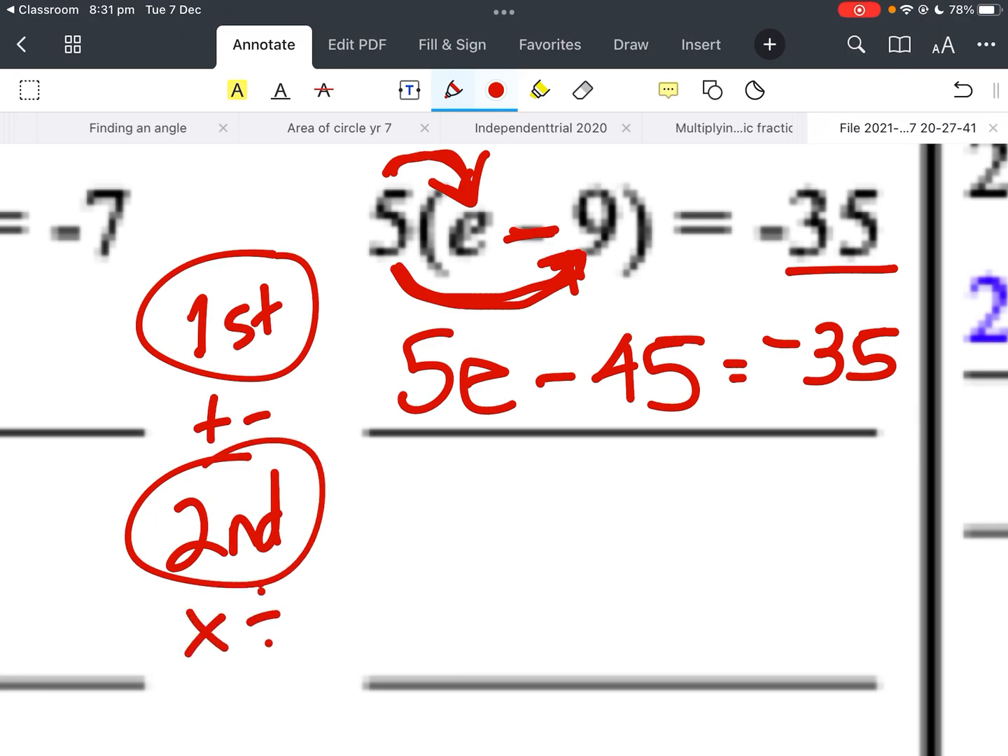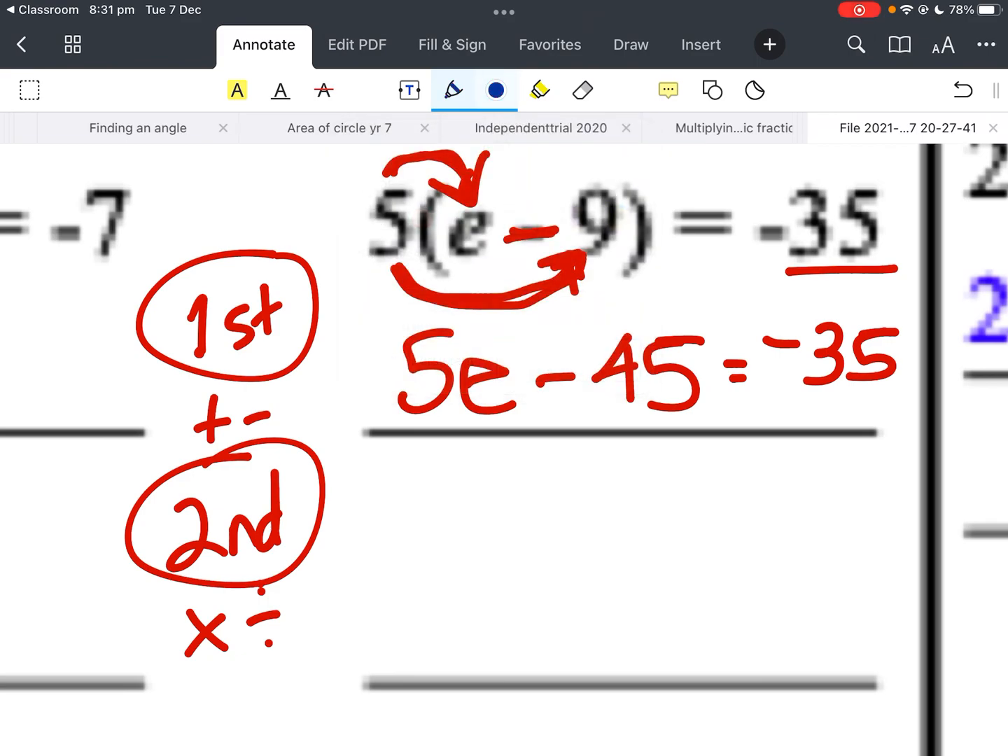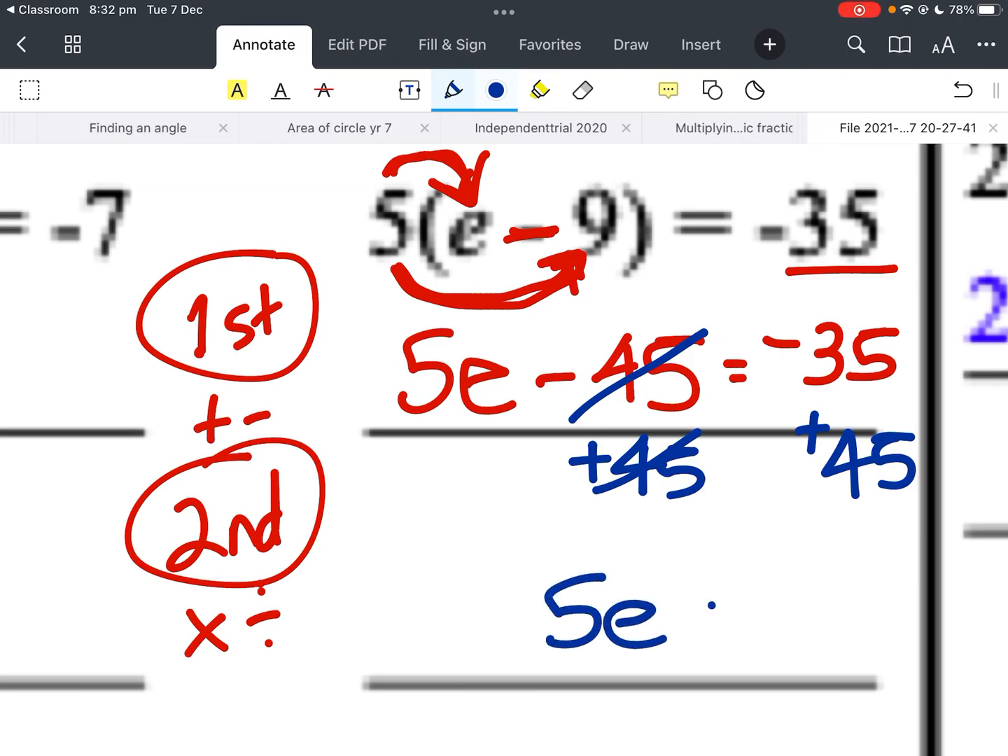So I'm going to get rid of the minus 45. I'm going to do it in a different colour. What's the opposite of taking away 45? Hopefully you said add 45, miss. But what I do to one side, I must do to the other. So I must add 45 to both sides. Now this one should cancel each other out. So I'm left with 5e here, thank goodness.